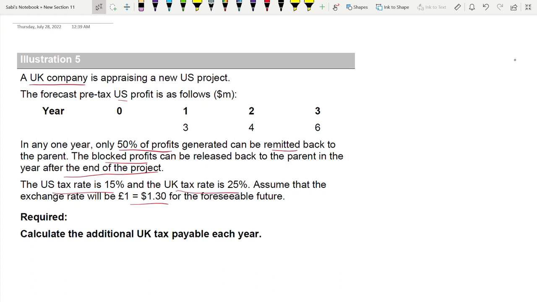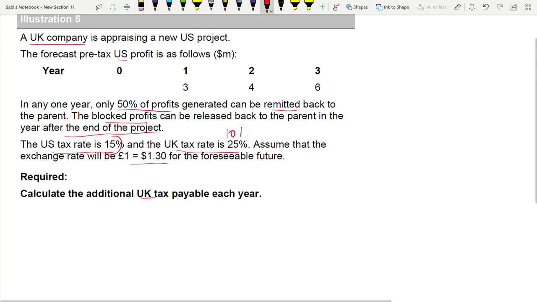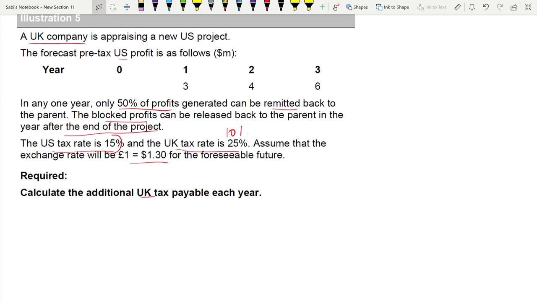Because in the US, the tax rate is only 15%, that means in the UK you have to pay the balance, that is 10% only. But you need to calculate the additional UK tax payable each year. Now it will change because you already remitted 50% of the profit in any 1 year. So now, how do you approach this question? We don't need year zero. First, start with years 1, 2, and 3.